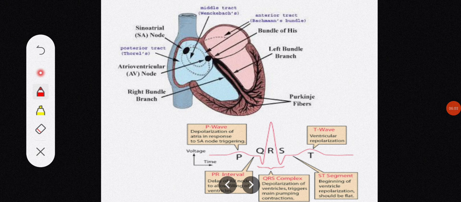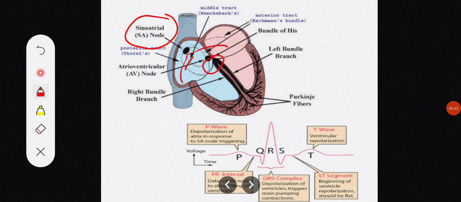Initially, the sinoatrial node undergoes the depolarization process. As I have already told you, the sinoatrial node, or the pacemaker cells, generate the action potentials. When these cells undergo depolarization, ionic current will flow, and because of the flow of ionic current the adjacent cells will get excited and undergo depolarization, and in this way the action potential will travel from the sinoatrial node through the atria to the atrioventricular node.